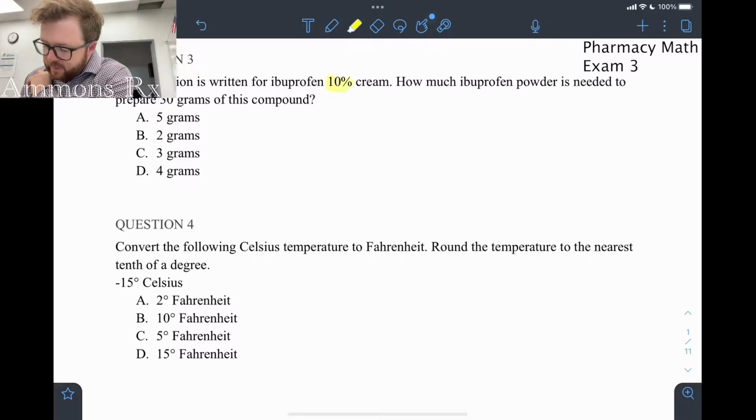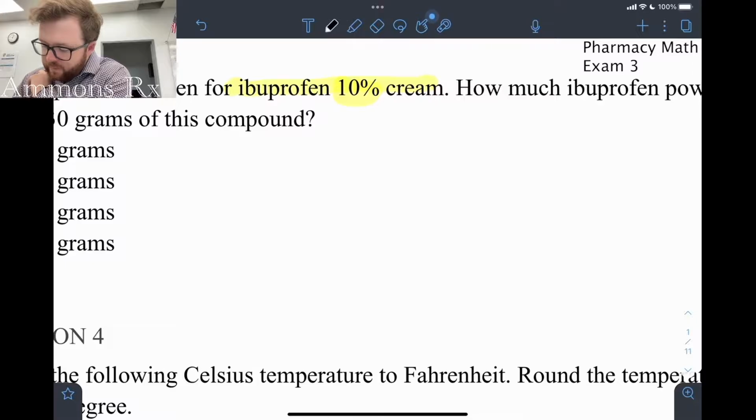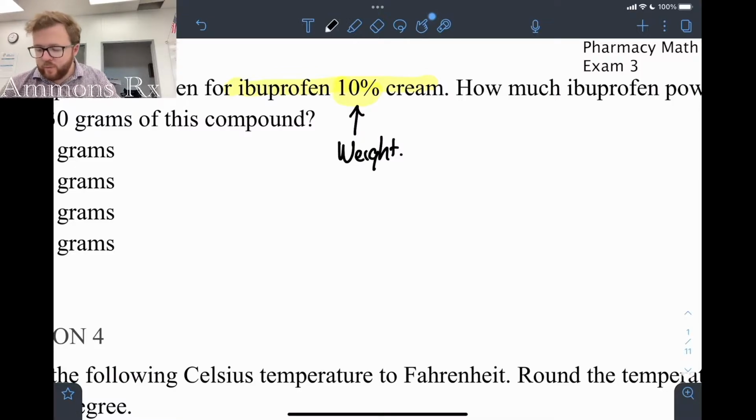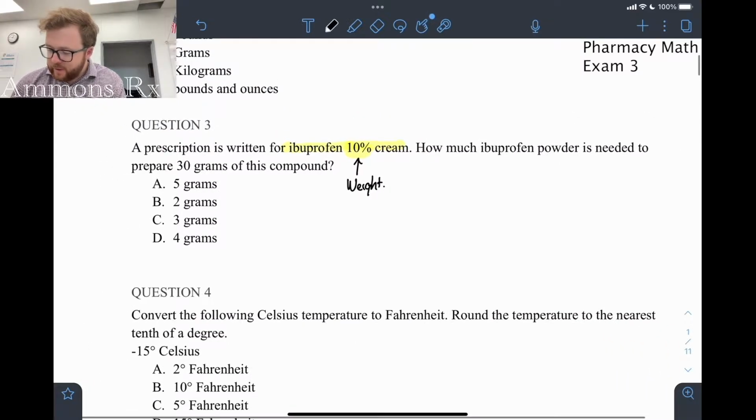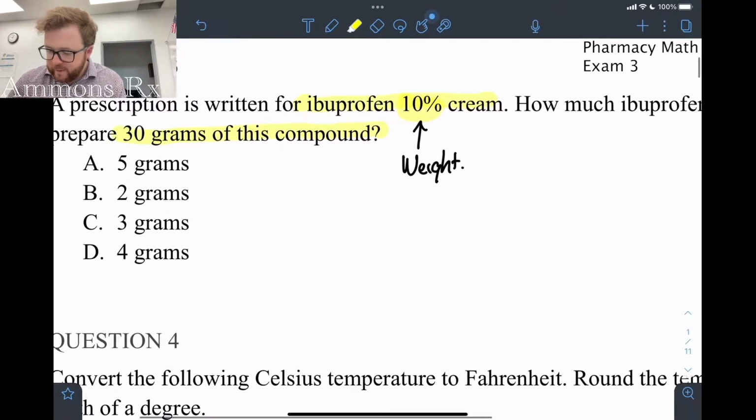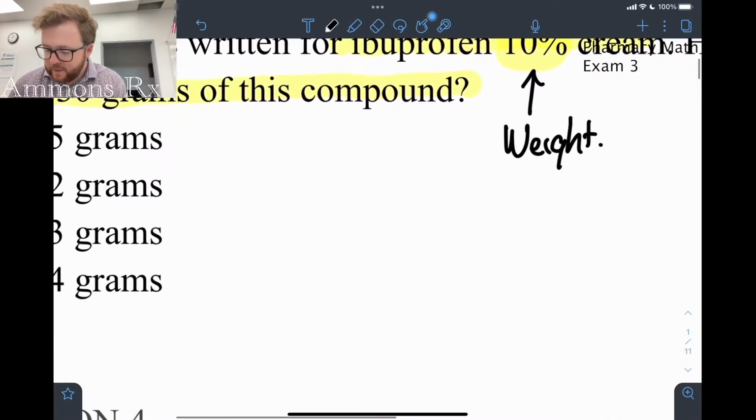So this is a percentage. We have a 10% cream. What I want you to remember is that 10% cream means that it is based off of a weight. This is not necessarily a volume like it would be with a solution. So when we're talking about 10% of a cream, we're talking about 10% of the total weight. It says how much is needed to prepare 30 grams of this compound. Basically, for the ibuprofen 10% cream, 10% of the final weight is going to come from pure ibuprofen. So what you need to do is find 10% of 30 grams.